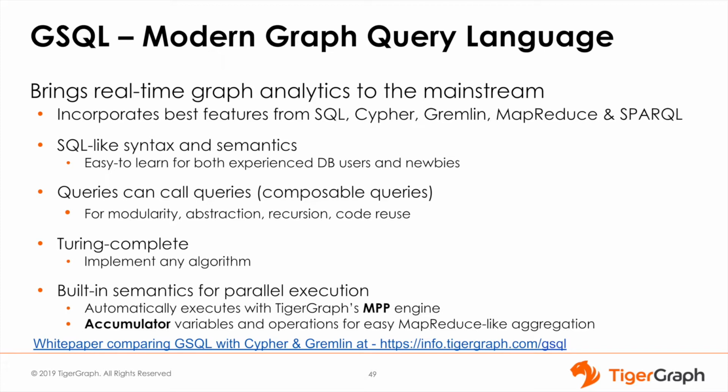GSQL has special features called accumulators, which make it easy to employ MapReduce-like aggregation and computation. If you are interested in learning how GSQL compares to Apache TinkerPop Gremlin, or other Turing-complete graph query languages, or Neo4j Cypher, you can find a white paper at info.tigergraph.com/GSQL.